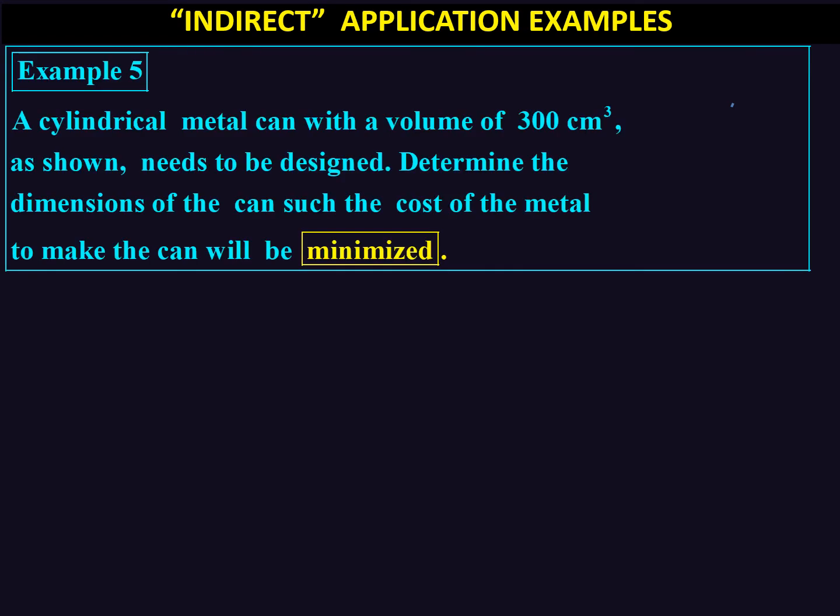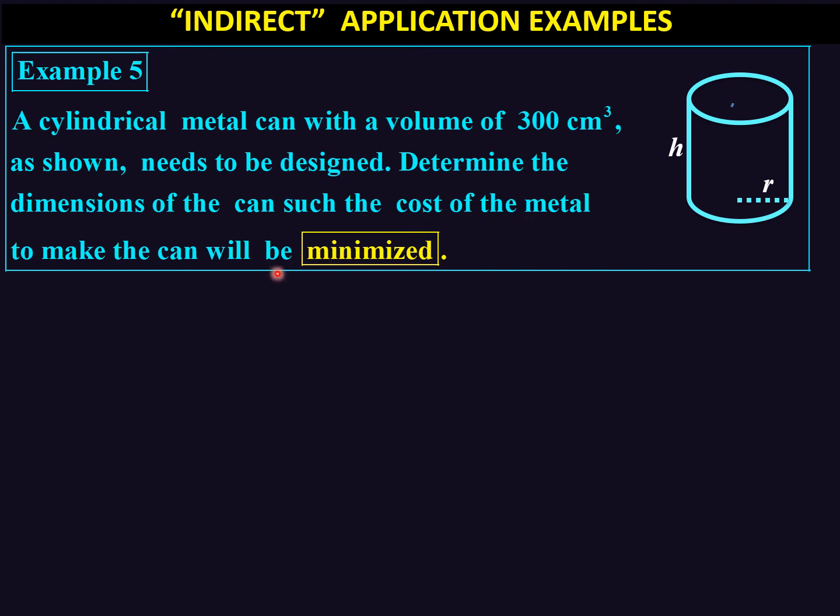Now let's look at another one. We have a cylindrical metal can having a volume of 300 cubic centimeters, and we need to make one like that. So there's the metal can that we have in mind. It has a radius and a height, and we want its volume to be exactly 300 cubic centimeters. Determine the dimensions. What are the dimensions here? The r and the h.